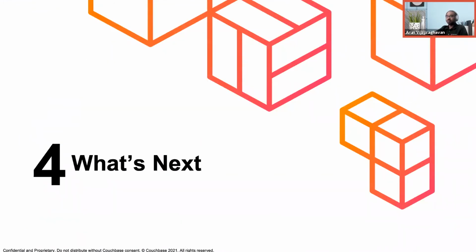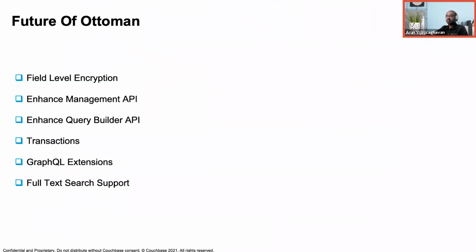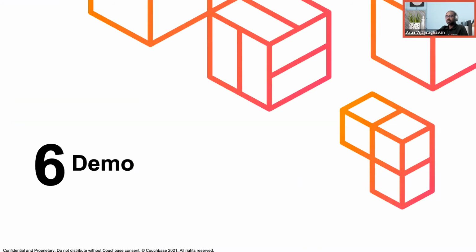Now let's see what we have been thinking about in terms of the future of Ottoman. Some of the initiatives are around extending data quality, where we want to provide data governance using field-level encryption. Enhance management API and query builders for test coverage. Our vision is to take Ottoman to the next level in building GraphQL plugins that can serve a GraphQL API. Although we are still reviewing some of these features, we would like to hear from you what you think would benefit taking Ottoman to the next level. Now over to Eric for a demo.